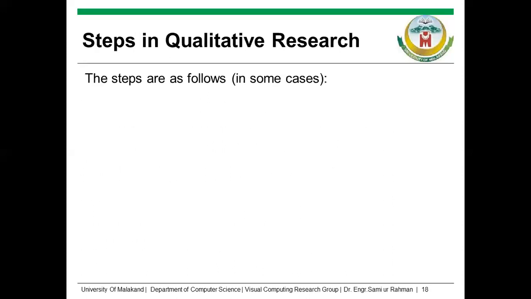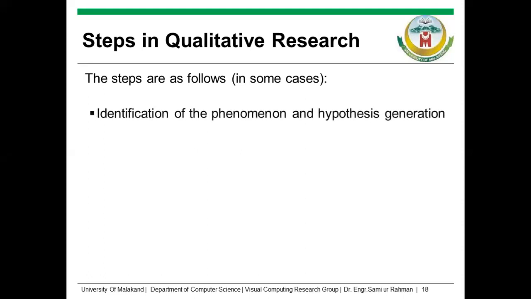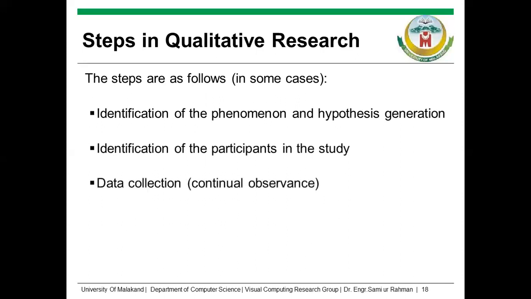Okay, so these are some steps that need to be followed in qualitative research: identification of the phenomena and hypothesis generalization. What is our hypothesis and what is the phenomena? Then identification of the participants in the study, and then data collection, and then data analysis, and then interpretation and conclusion. So these are the different steps in qualitative research.